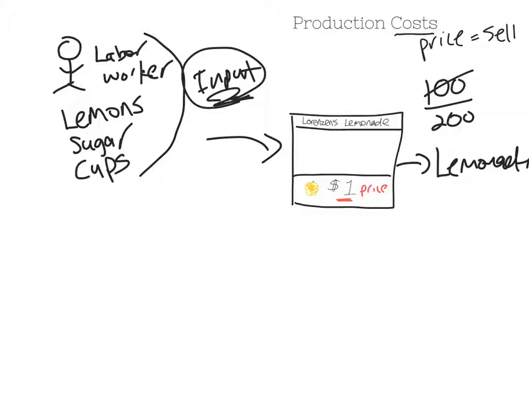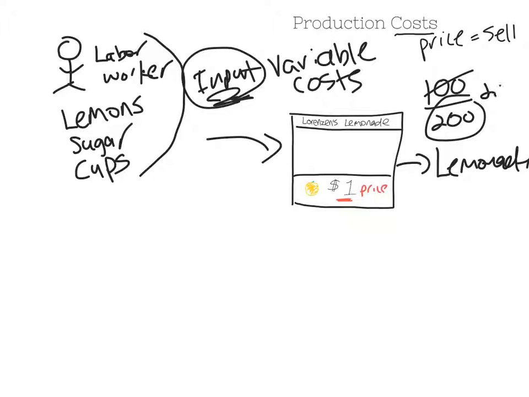Right, so what we call these inputs, these are called variable costs. Why are they variable? Well, they're variable because as I increase my output, as I increase this number over here, let's say I increase it to 2,000, what's going to happen to the costs associated with producing 2,000 compared to 200? Well, my costs are going to go up.